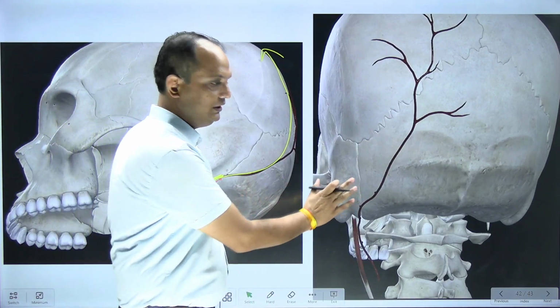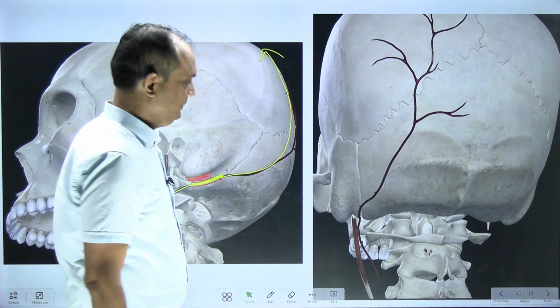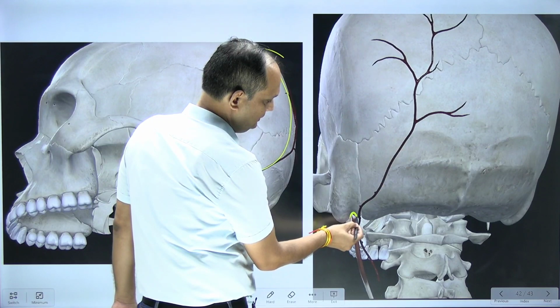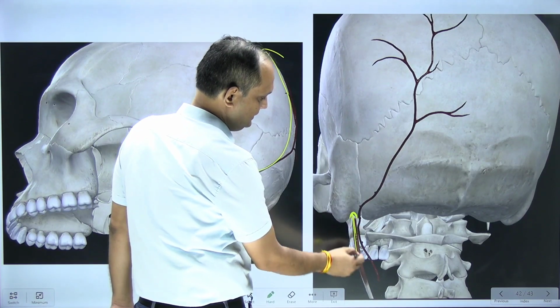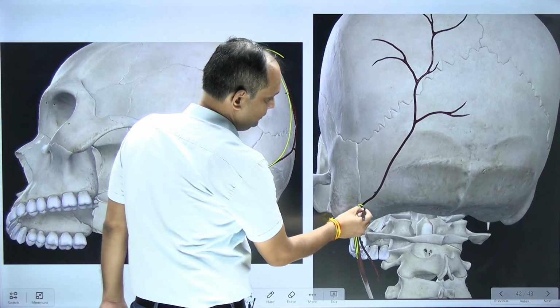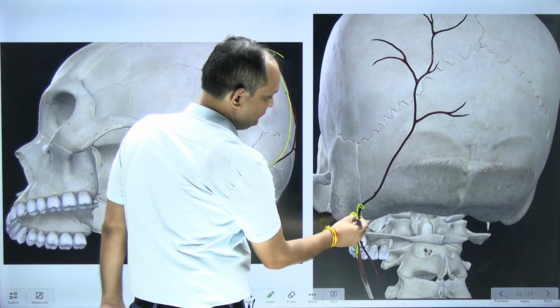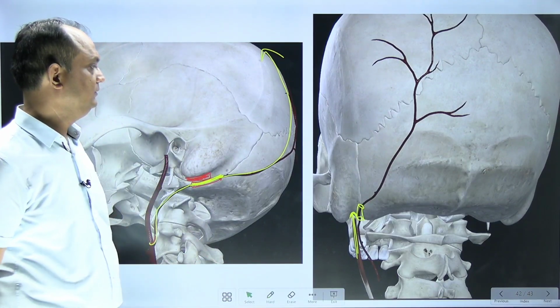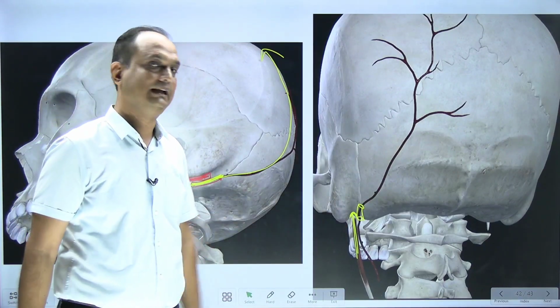So this is the posterior view of your base of skull. Now you can see that this is the notch. In this notch you receive the muscle known as posterior belly of digastric. Next to the notch you have a groove. Now this groove is for the occipital artery. Clear? So this is one thing which is again a question for your exam.